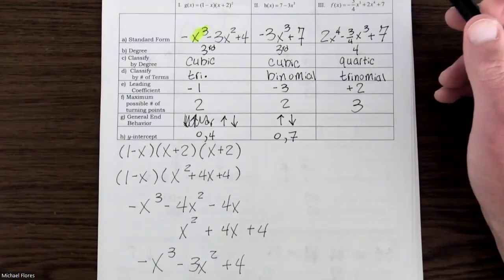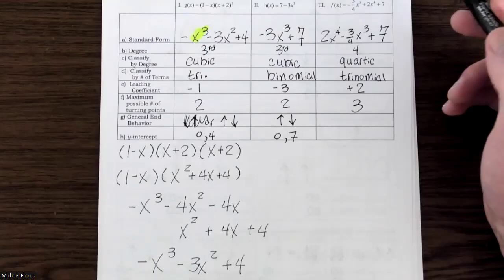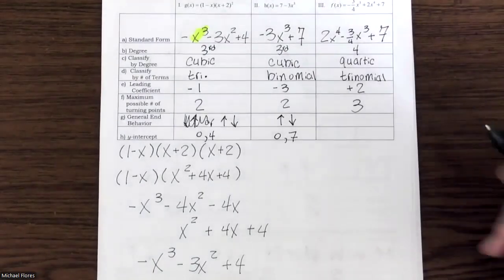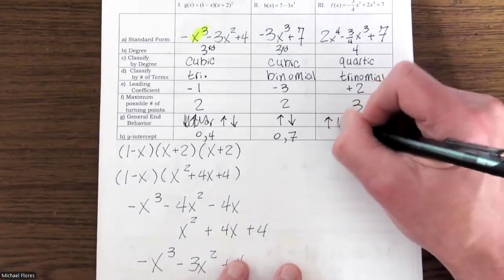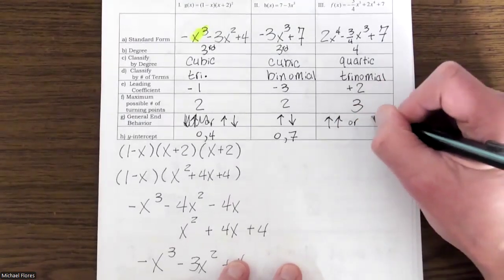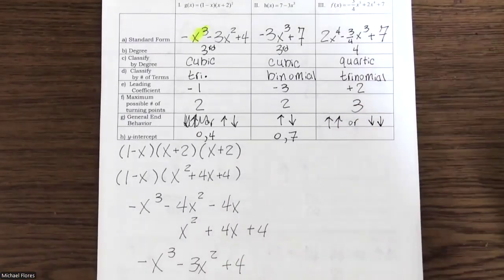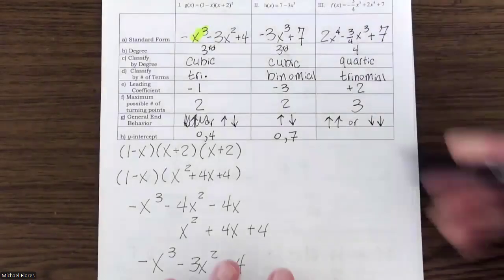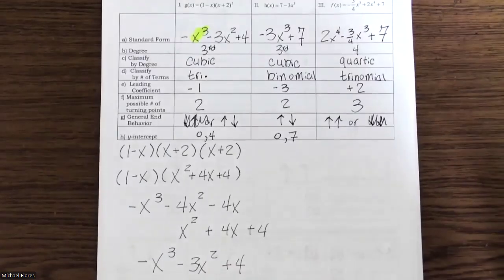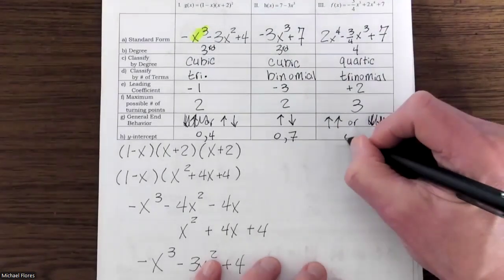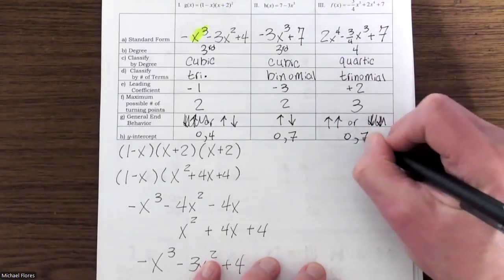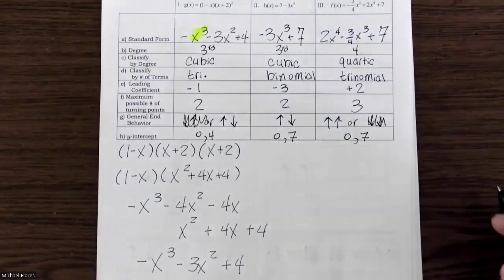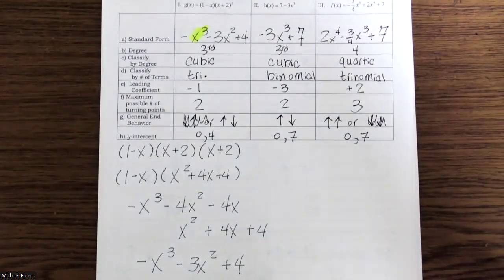General end behavior. Since it is an even degree polynomial, they're going the exact same direction, either up, up, or down, down. How do you know which one? Look at the leading coefficient. It's positive, so it's up, up. Our y-intercept here is 0, 7. All right, flip over to that next side when you're ready.